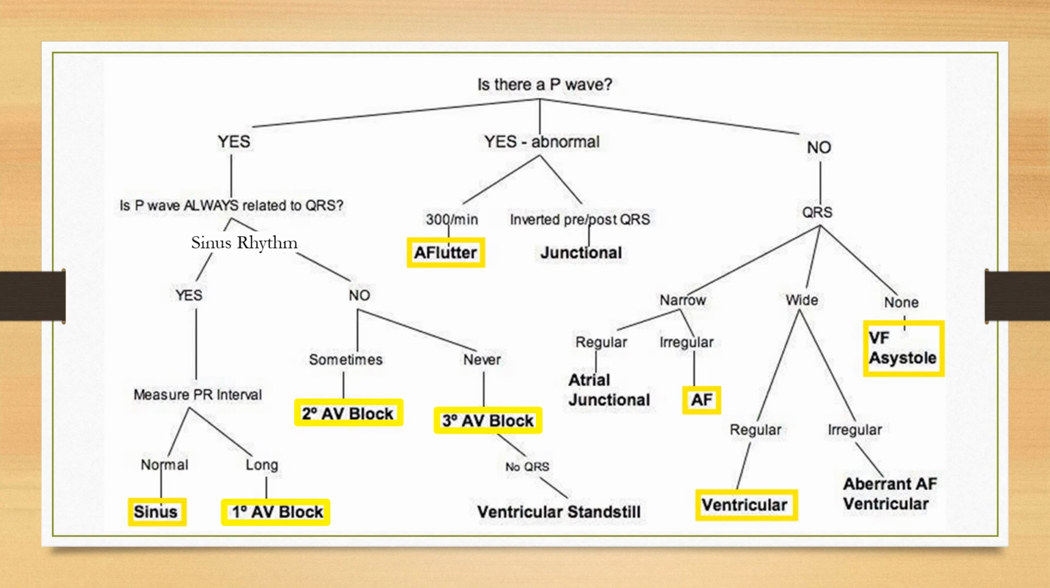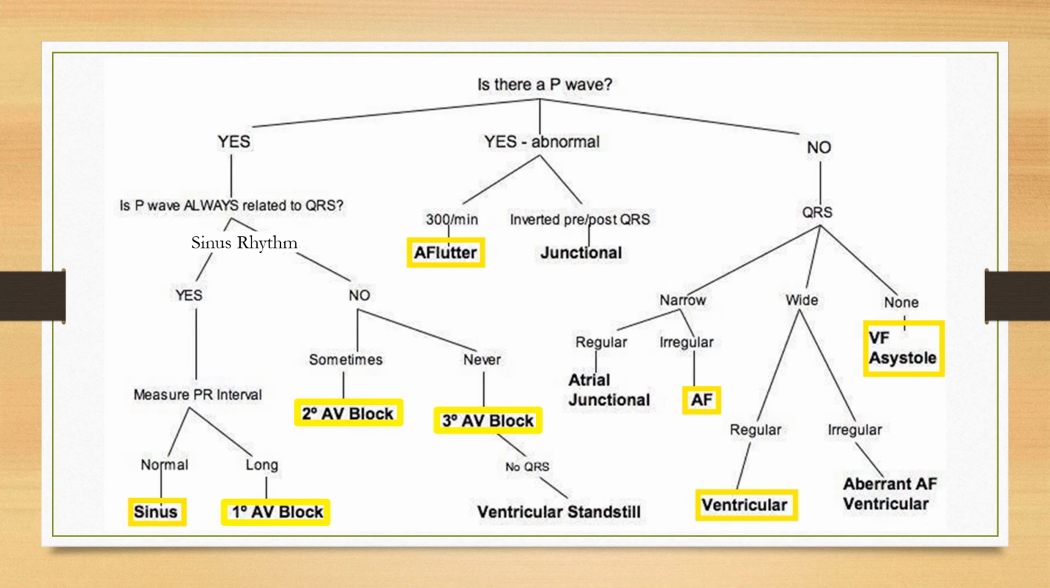Okay, let's stay with second degree blocks. So a P, a QRS, a P, a QRS, a P, and then poof, no QRS, absent. Okay, that's a second degree block type 2. Okay, what's the rhythm? Sinus rhythm still, because it's coming from the sinus node, but there's a second degree block type 2, or Mobitz type 2. Okay. What about the next one?